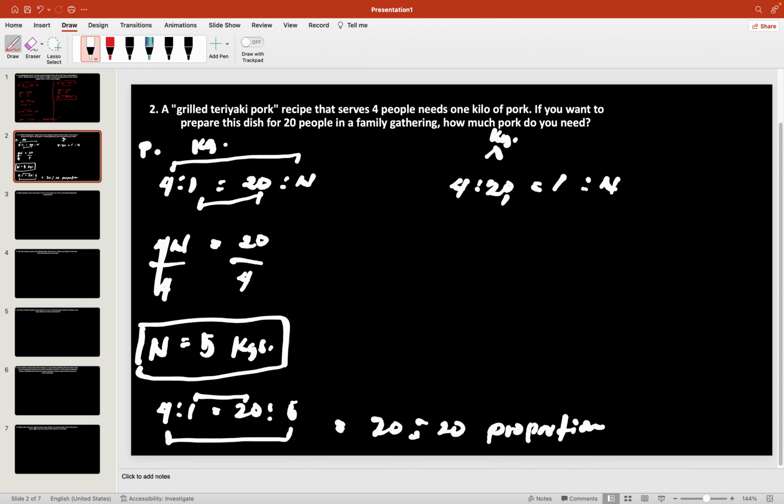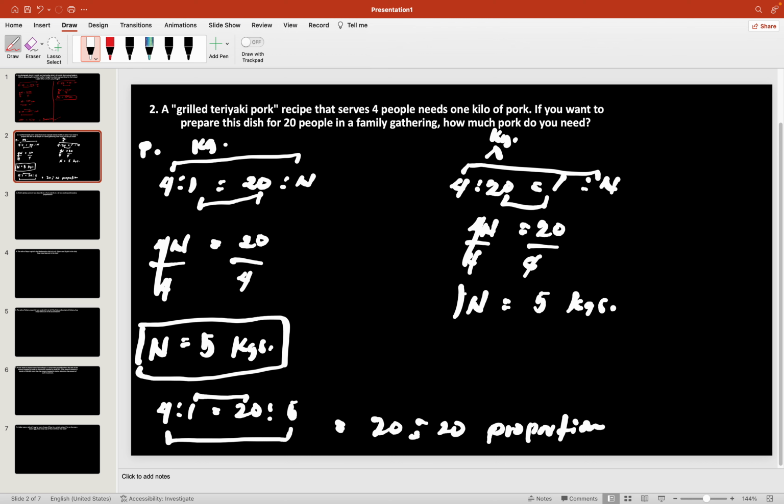Okay? So, multiplies lang natin yung means and extremes natin. 4 times n is equals to 4n. 1 times 20 is equals to 20. Divide by 4. So, n natin ngayon, 20 divided by 4 is equals also to 5 kilograms. So, kung ganyan yung ginawa ninyo, or this one, kung ganito or ganito, as much as you have the right answer, that would be no problem, no? So, use this one as your reviewer. Okay? So, this is proportion.